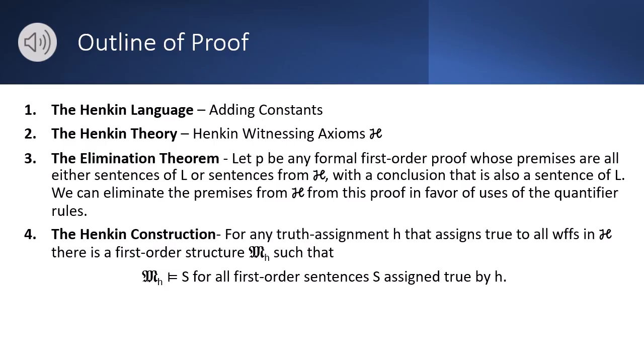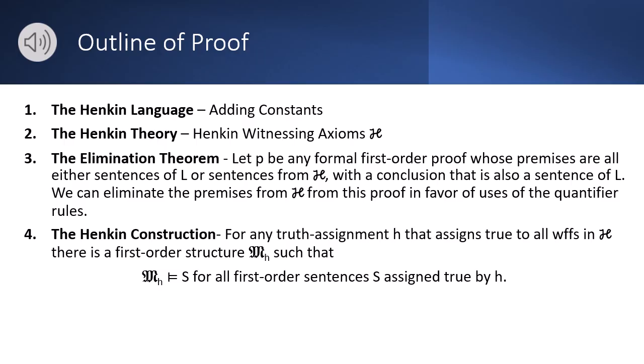Okay, so the outline of the proof that we're going to give here is a proof that was essentially due to Henkin in his PhD dissertation. But there are essentially 4 steps. First, we will expand our language via what's called the Henkin language by adding a whole bunch of constants. So we're going to add constants over and over again, and in fact, one for every well-formed formula.